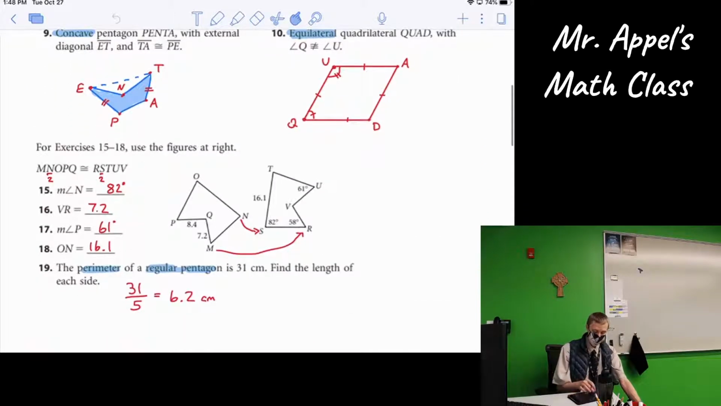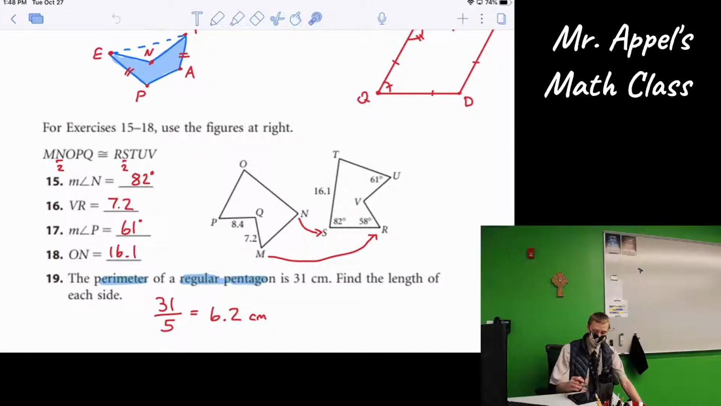All right, and then 15 through 18. Notice the letters are in a given order for a reason. These shapes correspond in the same order. So MNOPQ corresponds to RSTUV. N is the second letter, S is the second letter. So N corresponds with S. This angle corresponds with that angle. This one will be 82 degrees, same as that one.